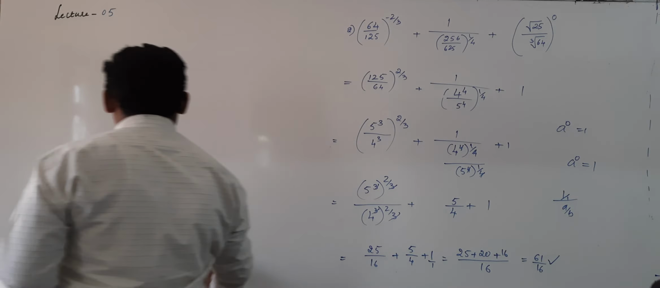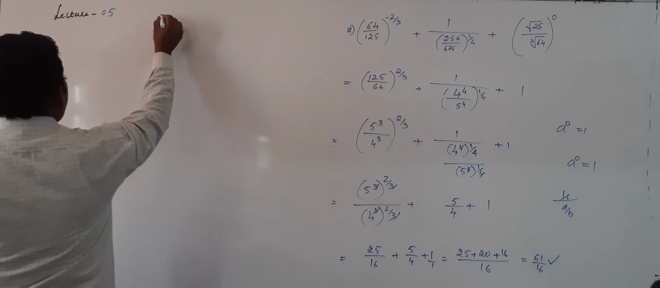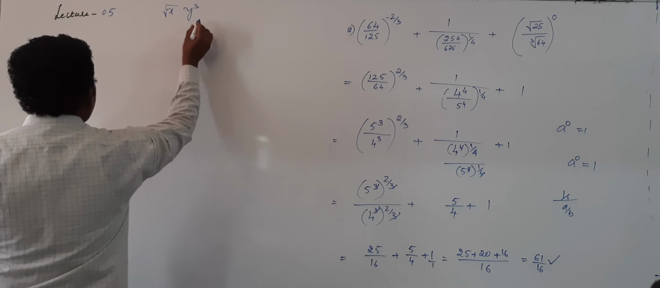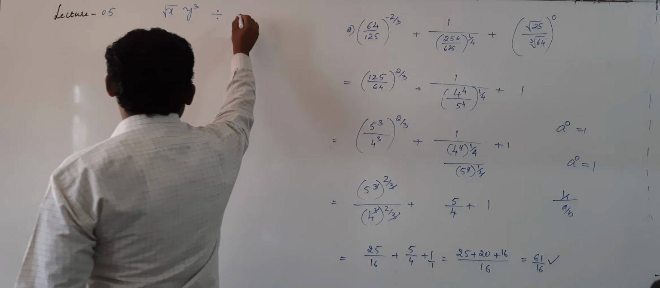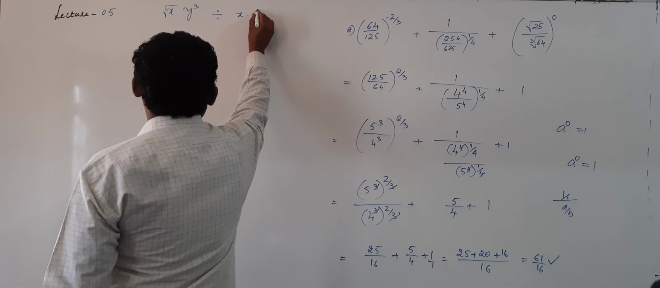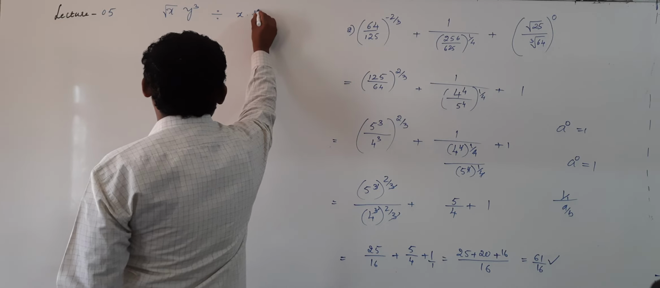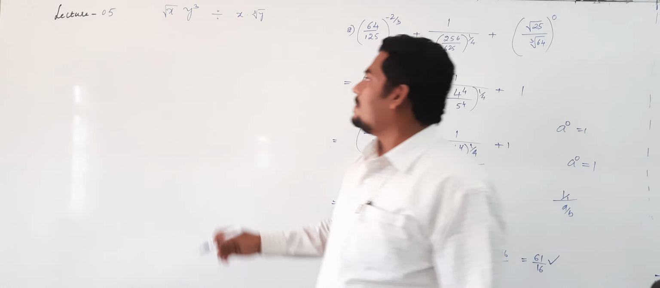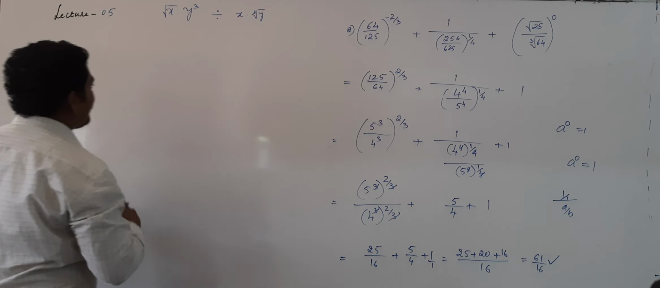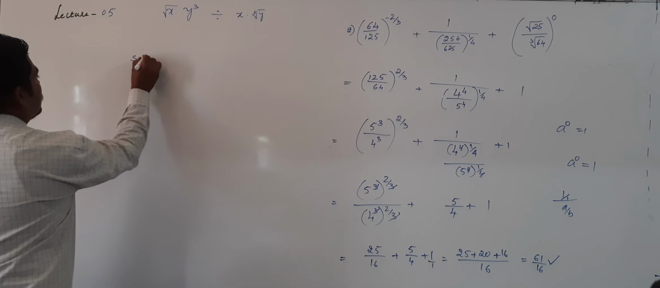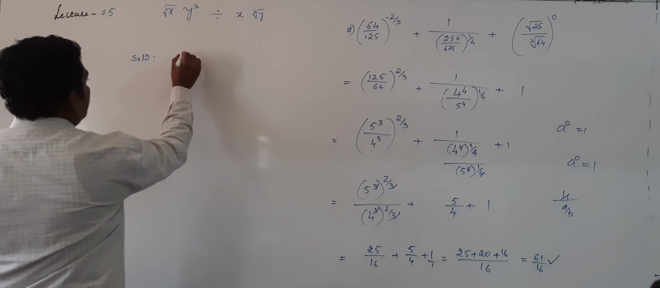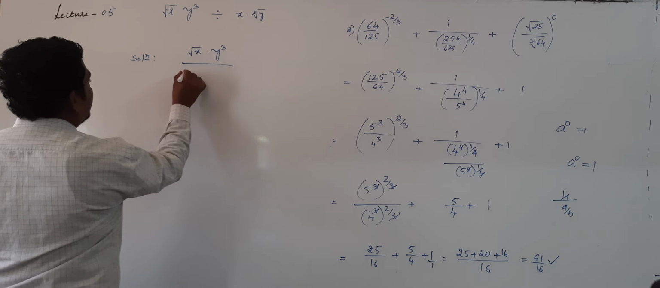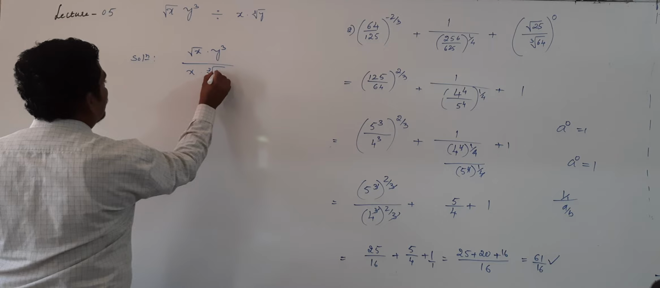Next, simplify: root x into y cube divided by x into cube root of y. Just simplification. Root x into y cube divided by x into cube root of y.